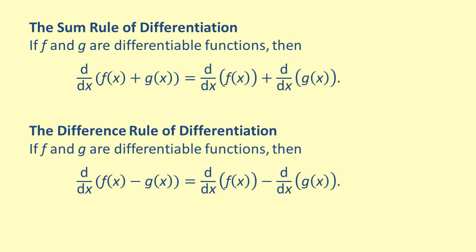The next rule is the difference rule, which is very similar to the sum rule. It states that the derivative of a difference of two functions f and g is equal to the derivative of f minus the derivative of g.